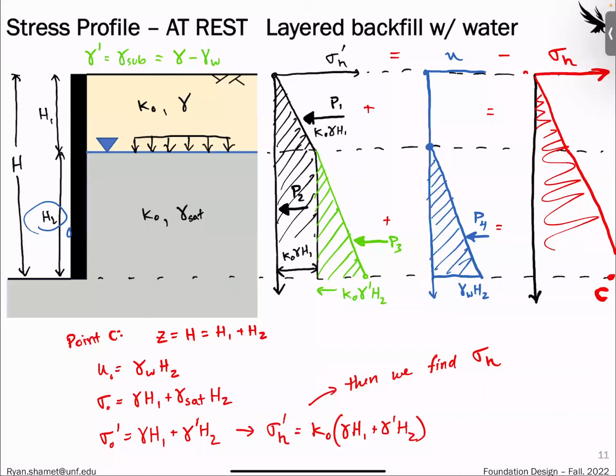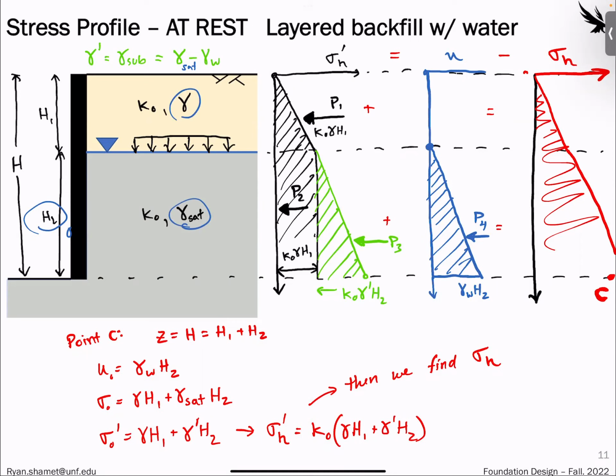So can we just use all dry density? Doesn't it become one giant black triangle? It's really... oh, I see. Sorry. So this is the submerged, which is the saturated minus the unit weight of water. So this value would be different than this value.